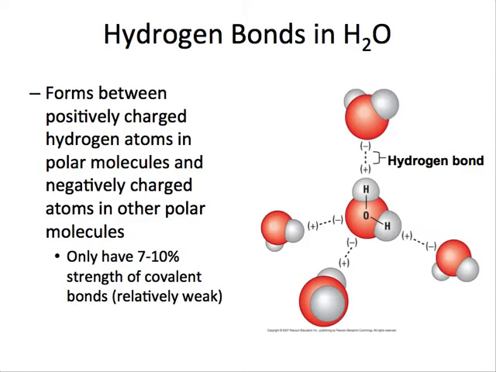Hydrogen bonds also form, but these form between individual water molecules. Hydrogen bonds form between positive and negatively charged areas on polar molecules, and these hydrogen bonds help hold them together. They're relatively weak, but it's enough to hold together the ocean, right? That humongous body of water that makes up most of our planet.